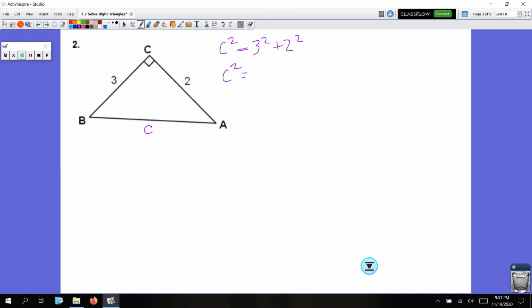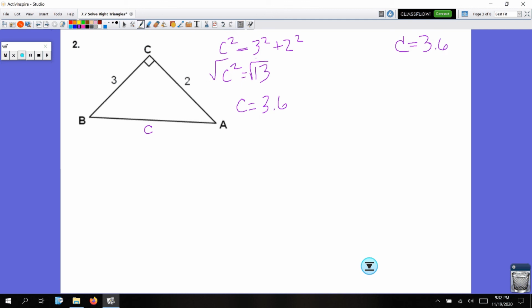So 9 plus 4 is 13. And I take the square root of both sides. I get C is equal to 3.6. I'm just going to write this down on the side and keep it equal so you can see.